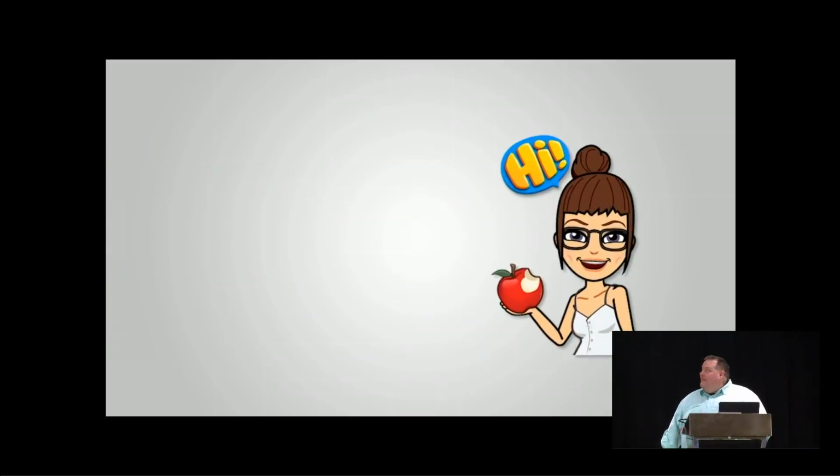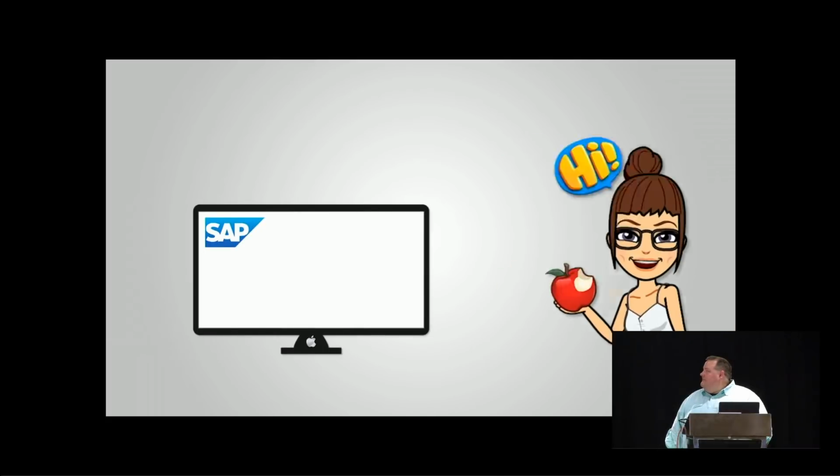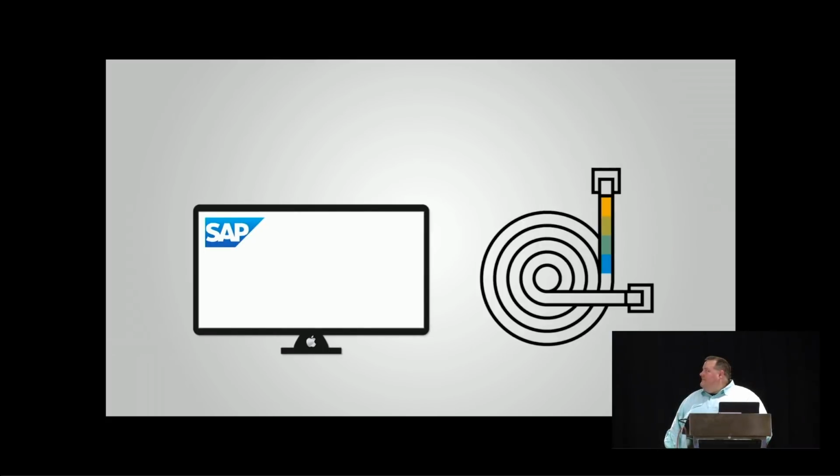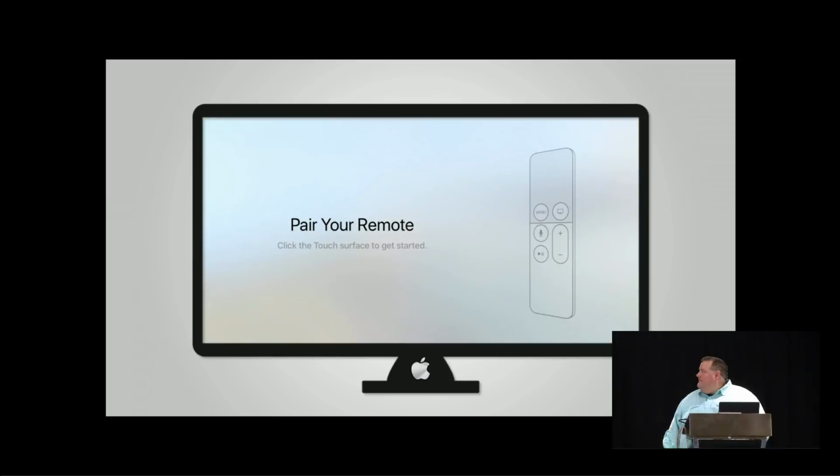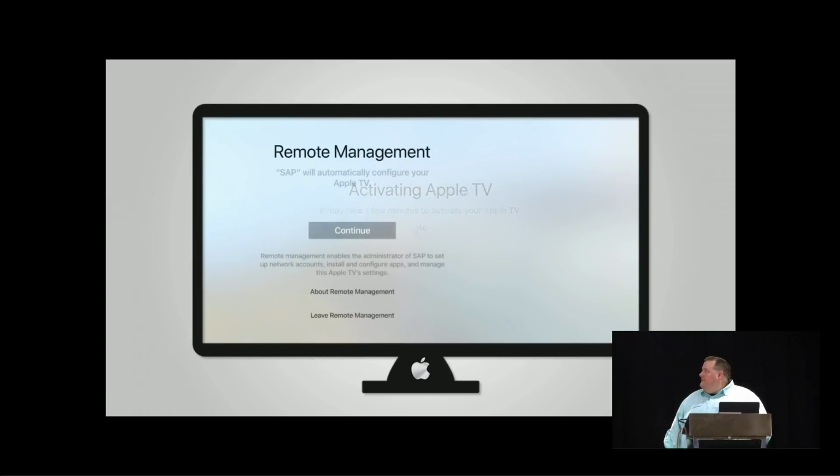And now for a few words on tvOS. Hi, I'm here to explain how you set up your Apple TV. At first, connect your Apple TV to the Ethernet cable in your office. Power on the TV. Don't press anything while you wait for the remote to connect. Choose Continue.